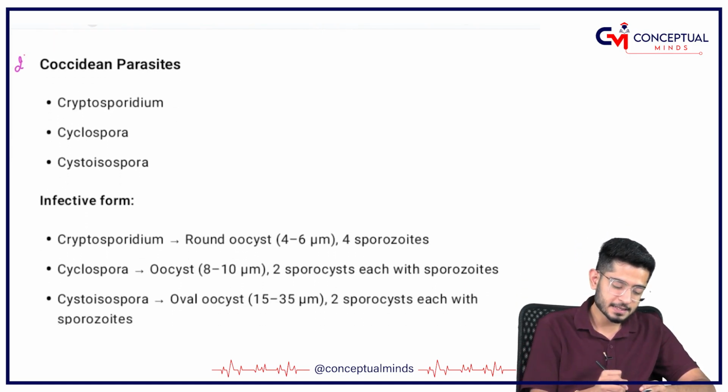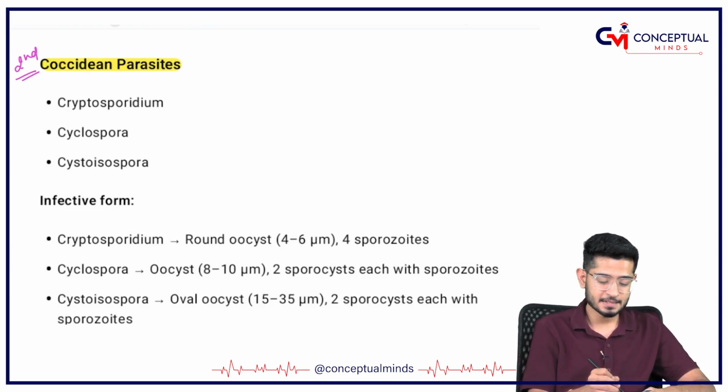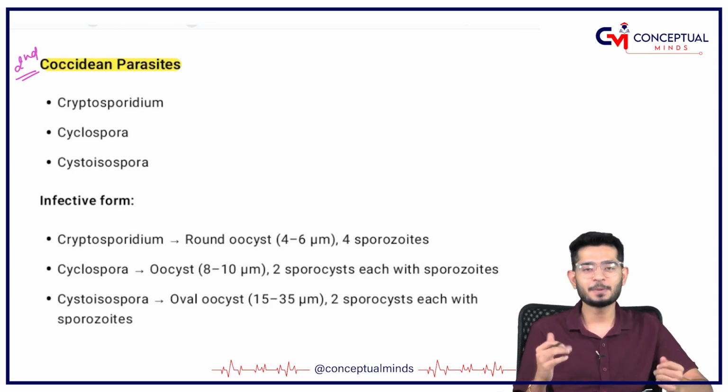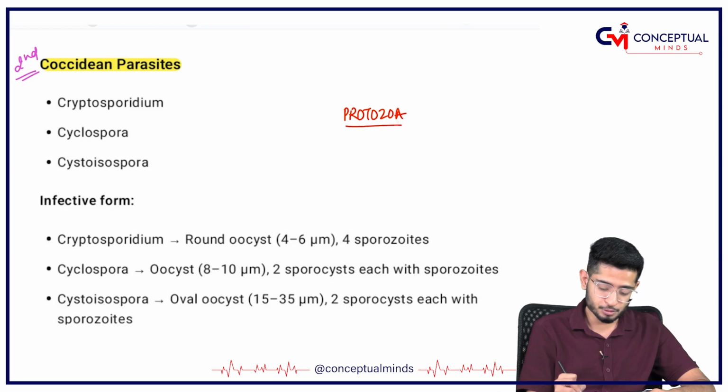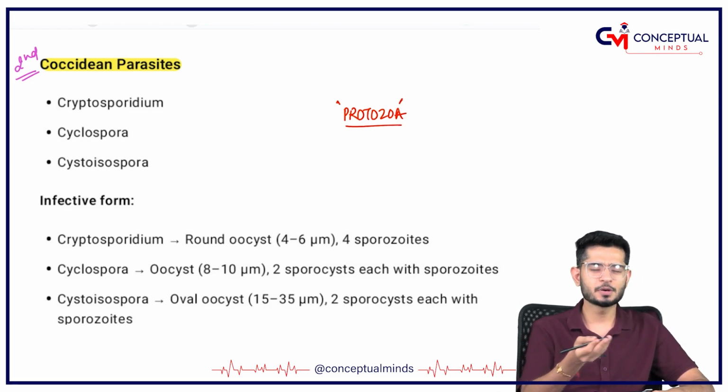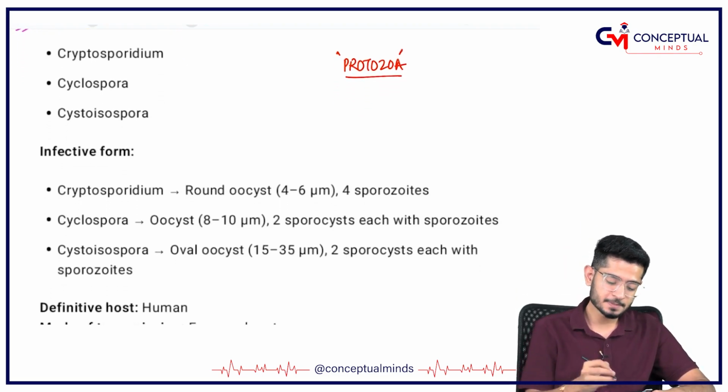Coming on to the second topic of our class, this is Coccidian parasites. As the name suggests, my dear friends, these are parasites. So because they are parasites, you have to focus on something: protozoa. So Coccidian parasite is also a protozoa. So protozoas are the type of parasites only. So there are three types. One is Cryptosporidium, other is Cyclospora, third one is Cystoisospora.